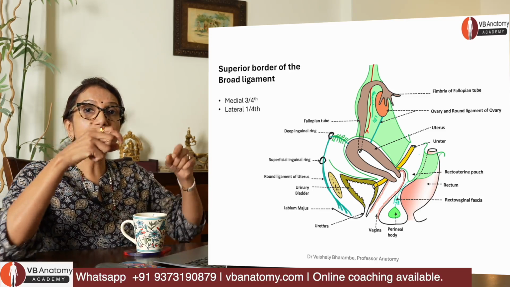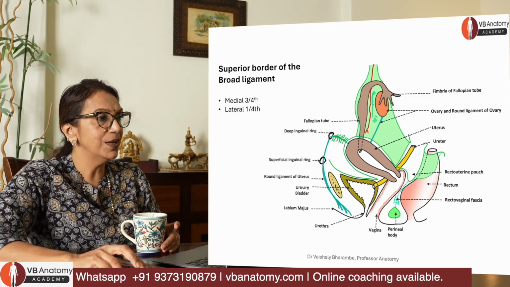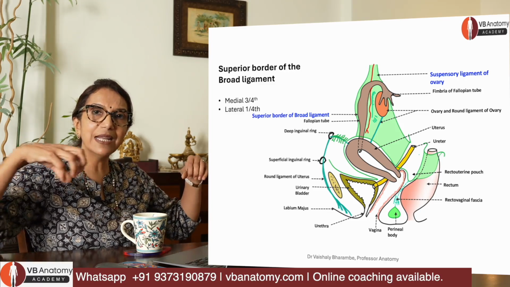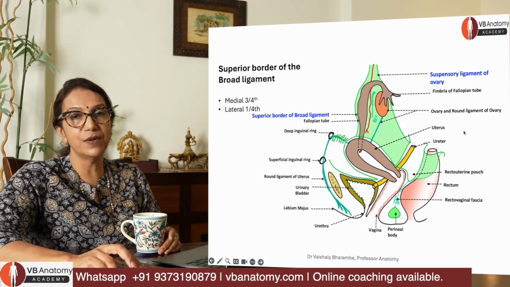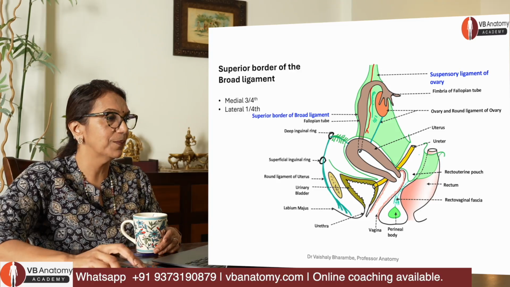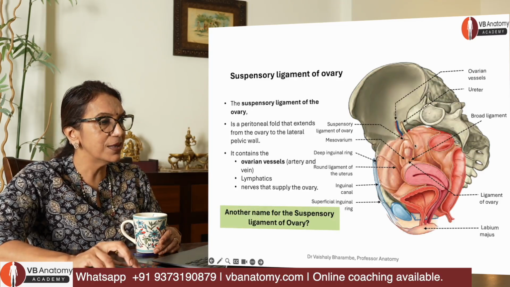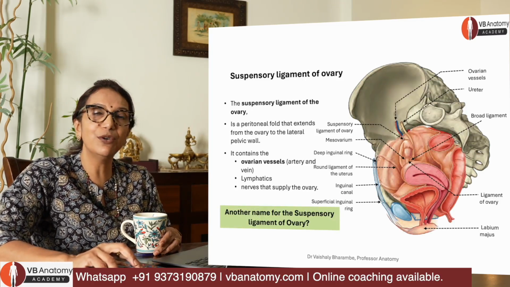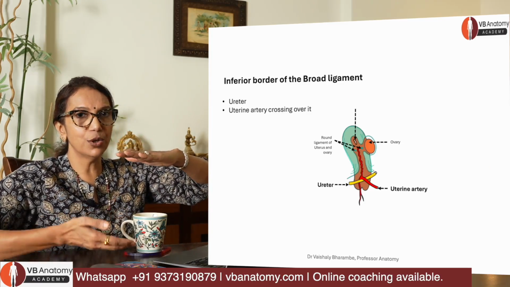Now let's talk about the upper border of the broad ligament, which holds the fallopian tube, and in the lateralmost part becomes a short little fold that connects this to the lateral wall, which is called the suspensory ligament of ovary, through which blood vessels and nerves enter to supply this region. You can see that here. I want you to focus on this. Question again, is there another name for suspensory ligament of ovary? So superior border done. Let's talk about inferior border.